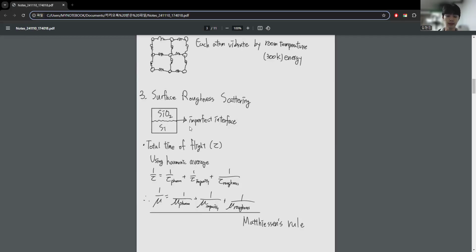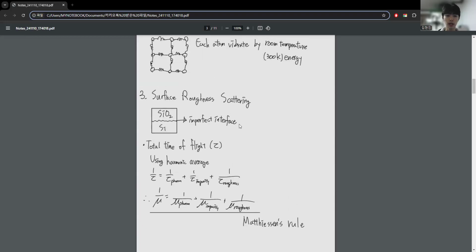And third, surface roughness scattering. In a semiconductor, silicon, there is silicon dioxide on the silicon. The interface between silicon and silicon dioxide is imperfect.